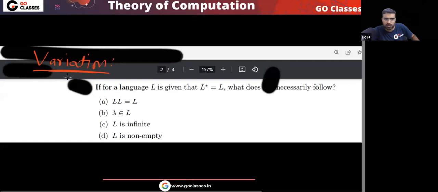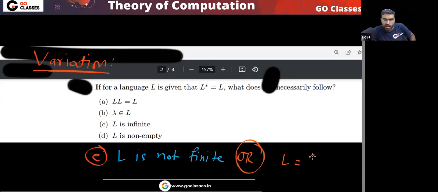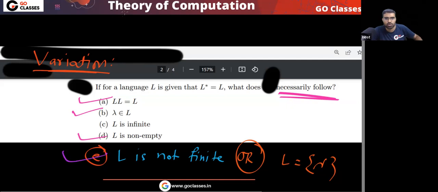What necessarily follows? I give you another option. That option is: either L is not finite, or L is equal to this. Now tell me, which of them will necessarily follow? This will necessarily follow, and this also will necessarily follow. Yes or no?